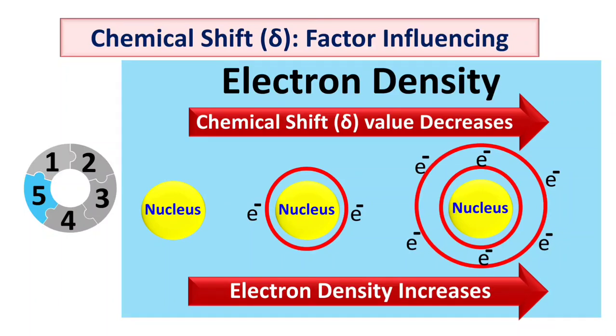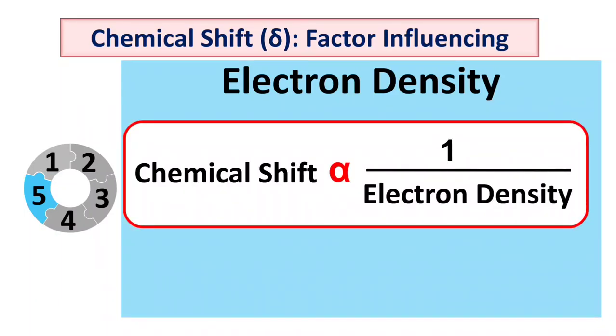So in a simple way you can remember that the chemical shift delta of a proton is proportional to 1 by electron density. So these are the very important factors which can influence the chemical shift delta value.